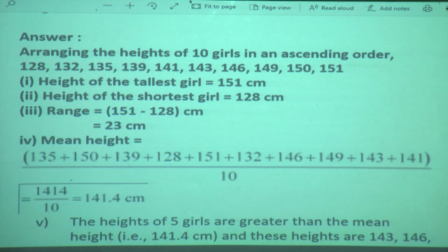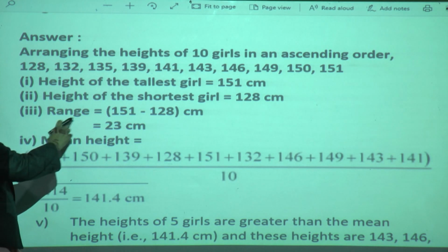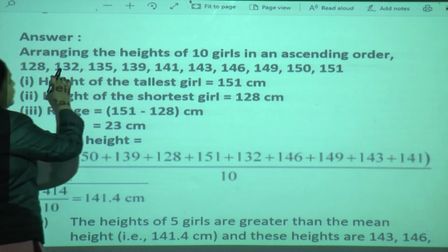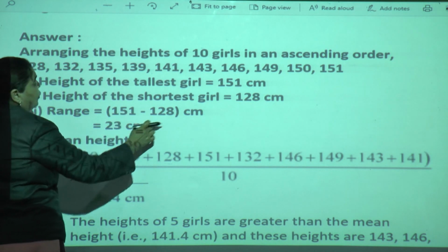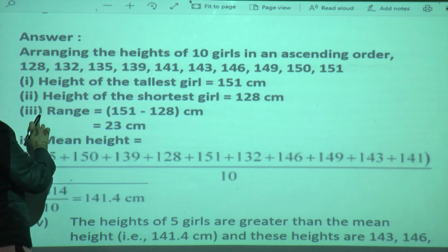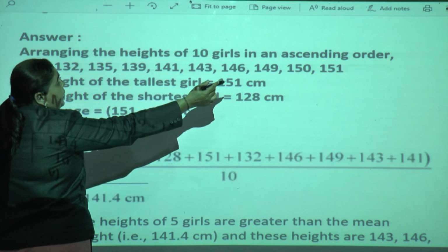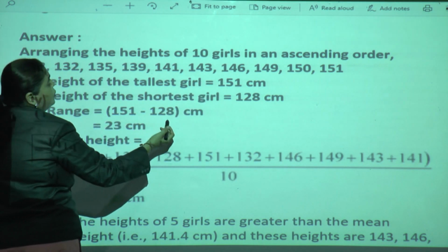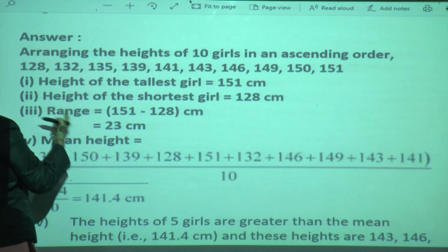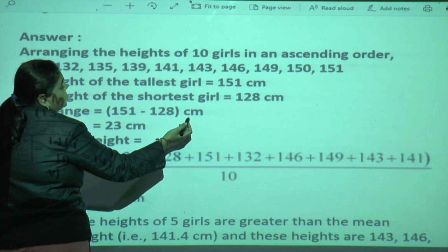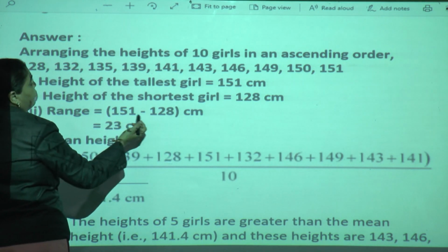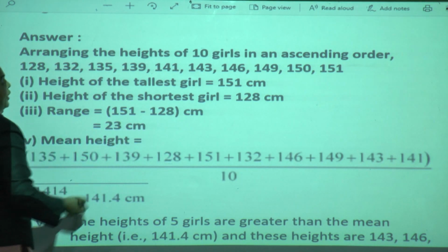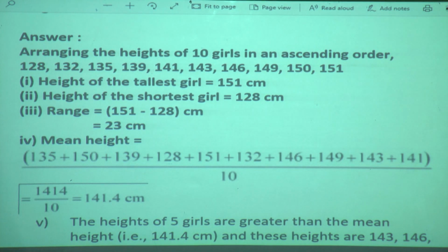128 centimeter. I told you, when it is a range and you have this format, arrange all the numbers in ascending order, then you will find the range very easily by subtracting the lowest height from the highest height. I told you, when it is a unit, you have to write it perfectly. So 151 minus 128 is 23 centimeter, which is our range.